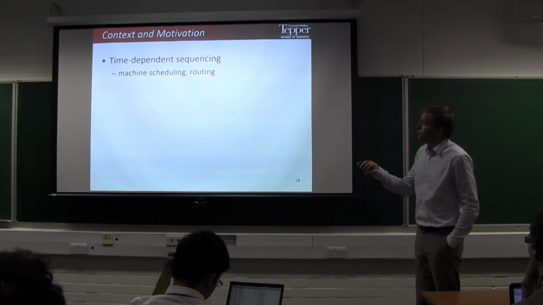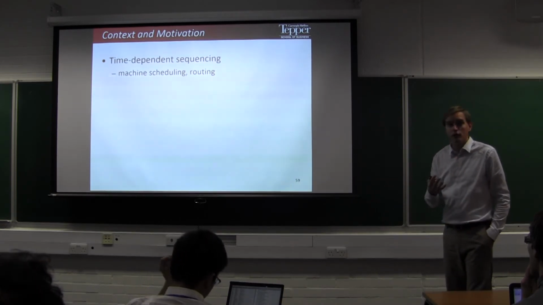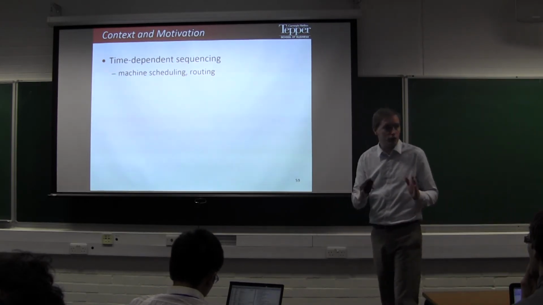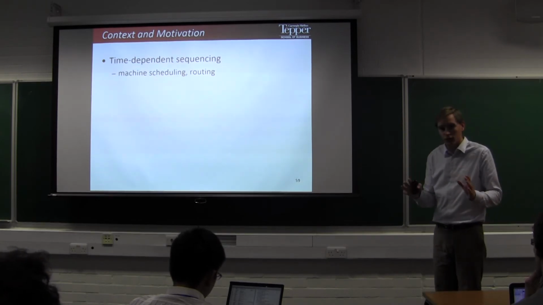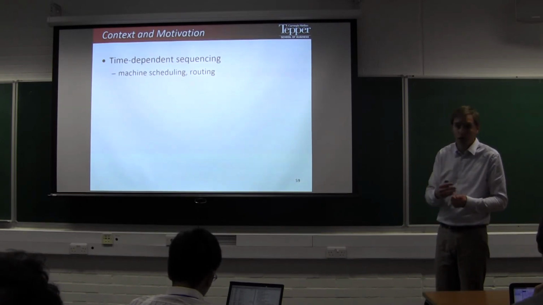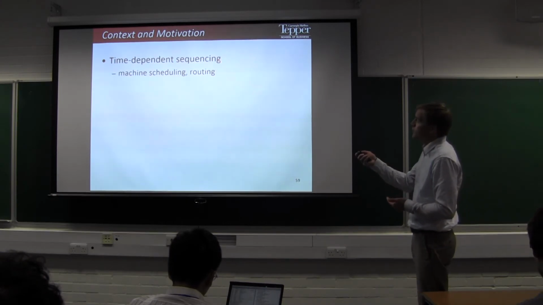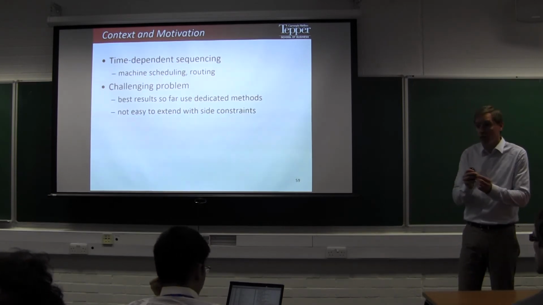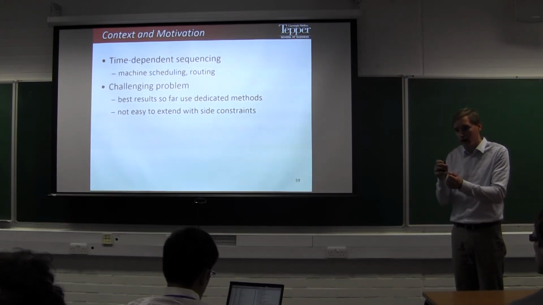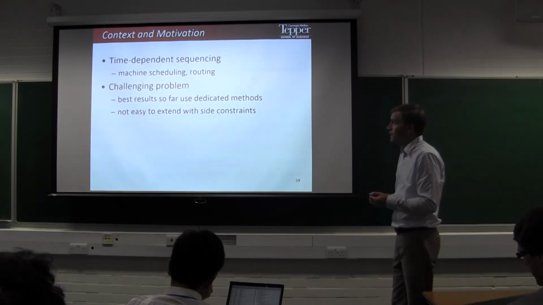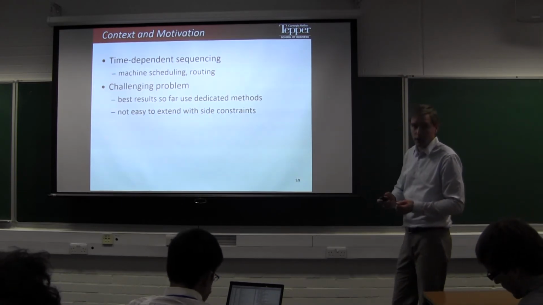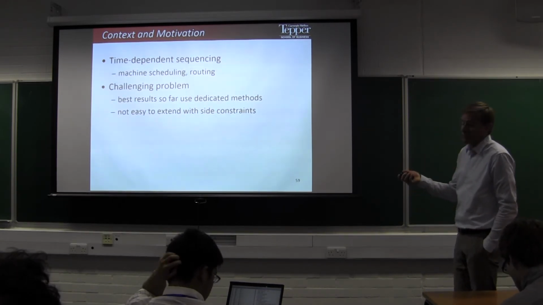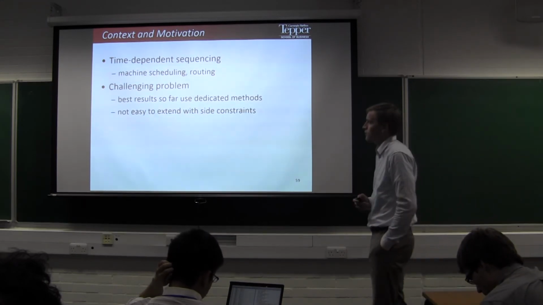I probably don't have to defend or motivate too much in this audience that time dependency is very important. The distance matrix is typically never taken for granted, especially when you do routing. It depends on the time of the day, traffic, and so forth. So time-dependent sequencing means in this case, the sequence-dependent setup time depends on when you schedule the activity. It's very hard to do it optimally, and the best methods are dedicated methods, and therefore not too generic, and that's not always easy to work with.